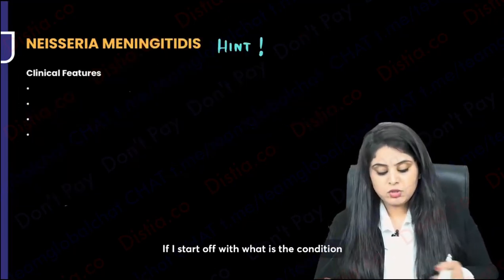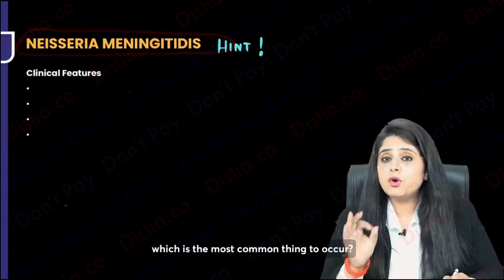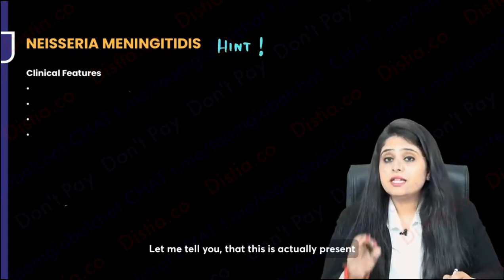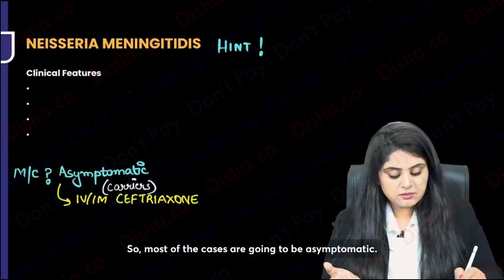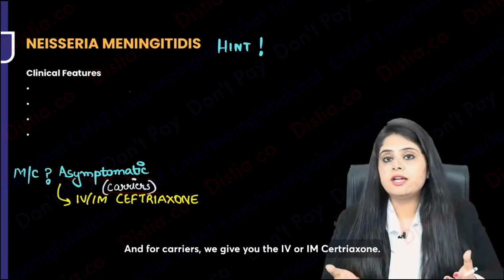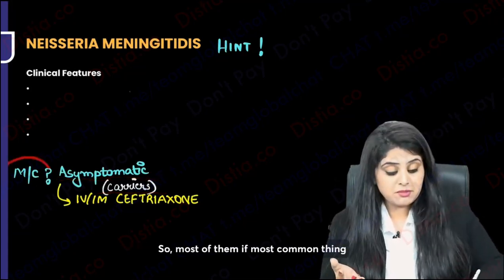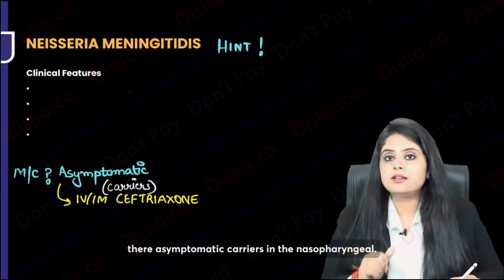If I start off with what is the condition that happens with Neisseria meningitidis, and they ask you which is the most common thing to occur, let me tell you that this is actually present in the nasopharynx. So most of the cases are going to be asymptomatic. They are just going to be carriers, and for carriers we give either IV or IM ceftriaxone. So if the most common thing is asked for meningitis, they are asymptomatic carriers in the nasopharynx.